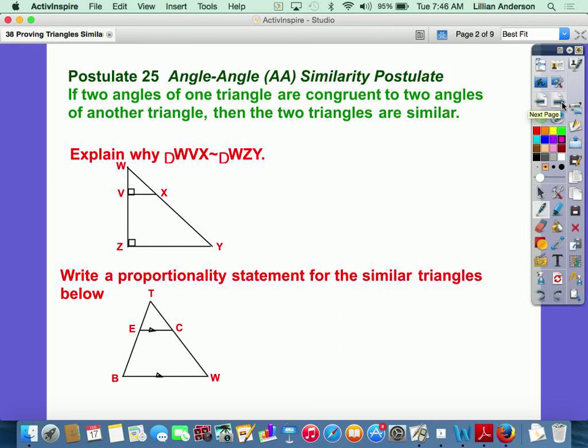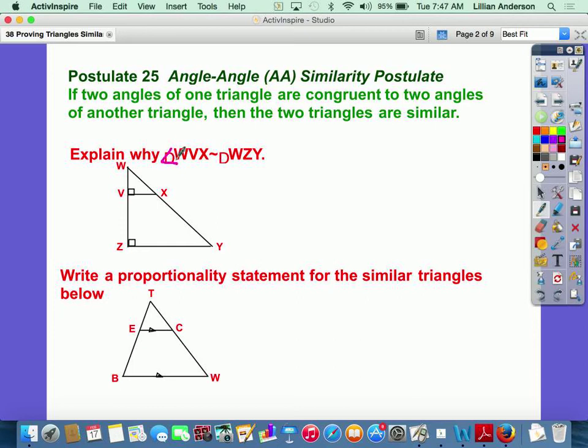Now, there are some postulates and some theorems that will help you determine whether triangles are similar. The first one is AA, angle-angle similarity. So if two angles of one triangle are congruent to two angles of another triangle, then you know the two triangles are similar. Okay? Take a look at the very first example. Explain why these two triangles are similar.